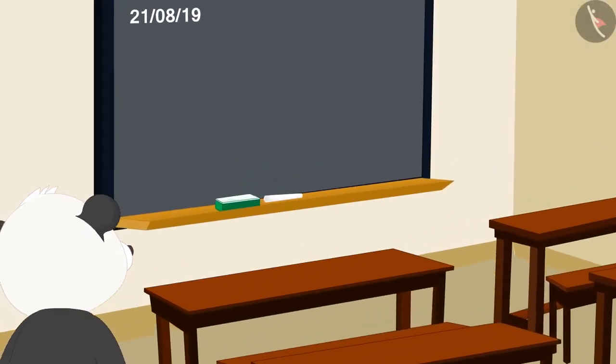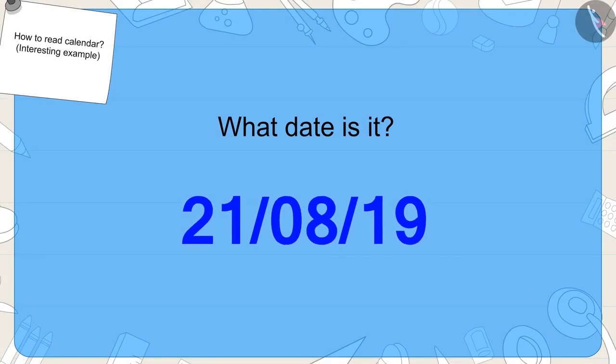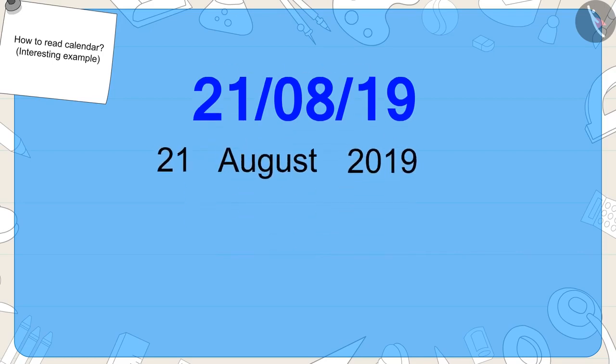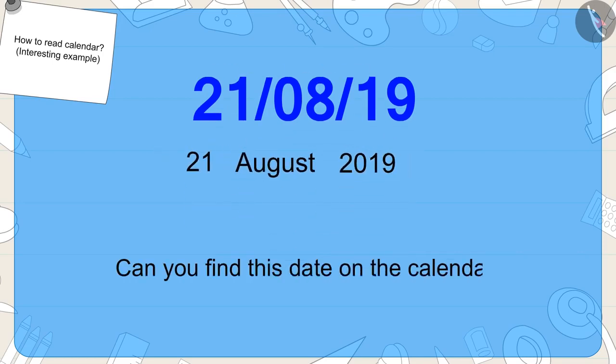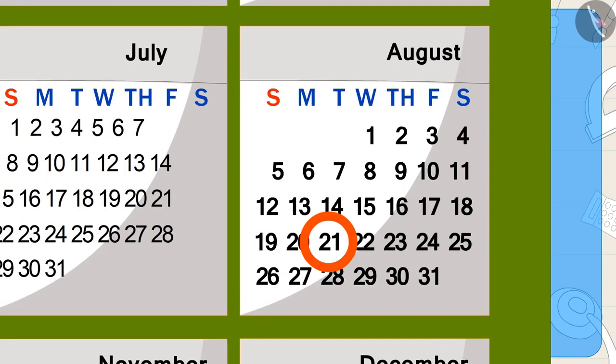When Golu reached school, he saw that the date was also written on his classroom's blackboard. Children, can you tell me what date it is? Exactly. This date is 21st August 2019. Now, can you find this date on the calendar? Well done, children. You have found the right answer.